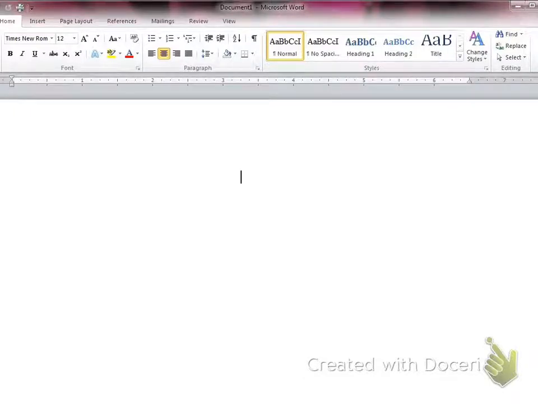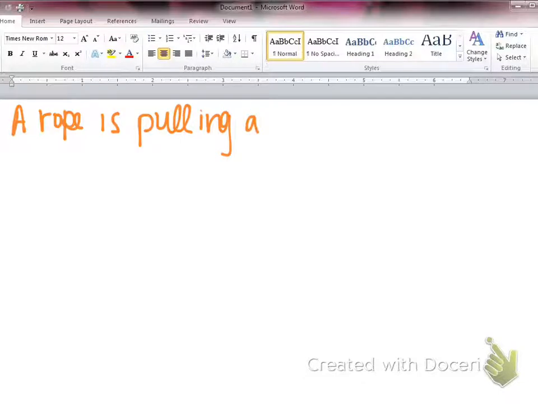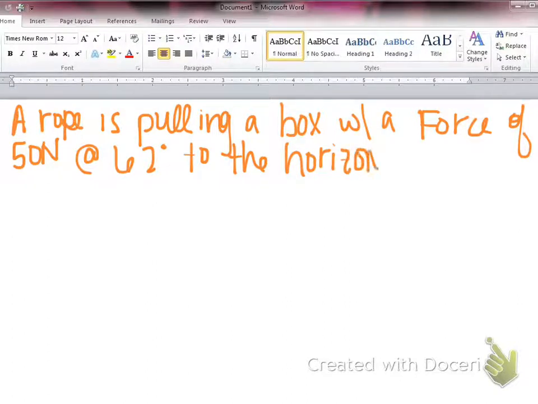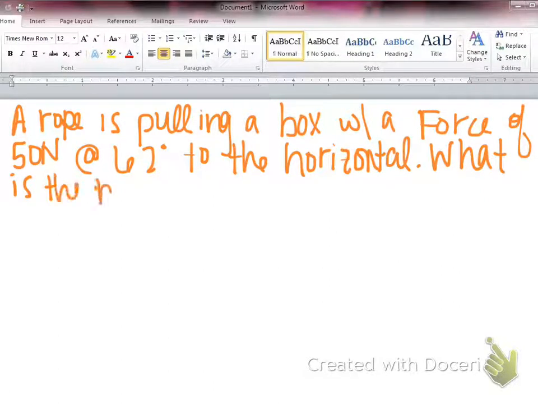Okay? So it says, a rope is pulling a box with a force of 50 newtons at 62 degrees to the horizontal. What is the normal force of the box?